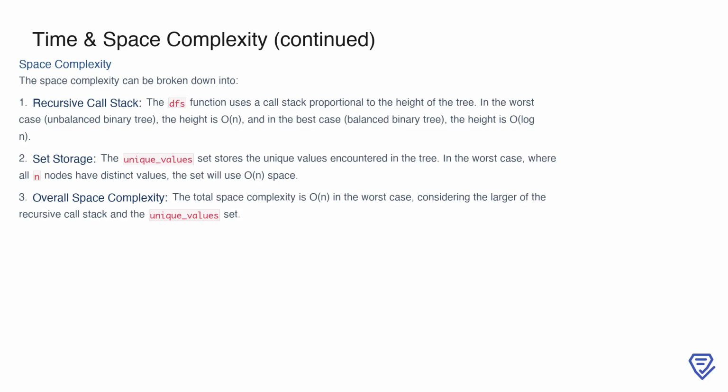Next, we have the unique_values set, which stores all the distinct values encountered in the tree. In the worst case, where each of the n nodes contains a unique value, the set would require O(n) space. Combining these two factors, the total space complexity in the worst case is O(n), dominated by the larger of the recursive stack or the set storage.